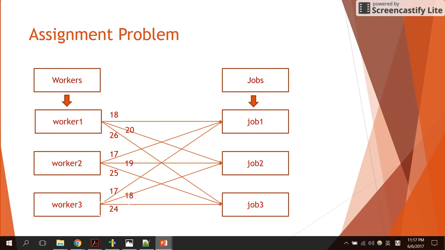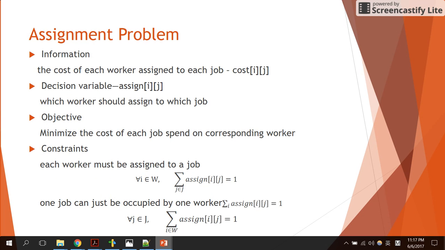The known information is the cost of each worker assigned to each job. If we use i to identify workers and j to identify jobs, the variable is cost ij. Because we want to know which worker should be assigned to which job, the decision variable is assign ij. If worker i is assigned to job j, let assign ij equal 1. If not, assign ij equals 0. So assign ij is a boolean type variable.